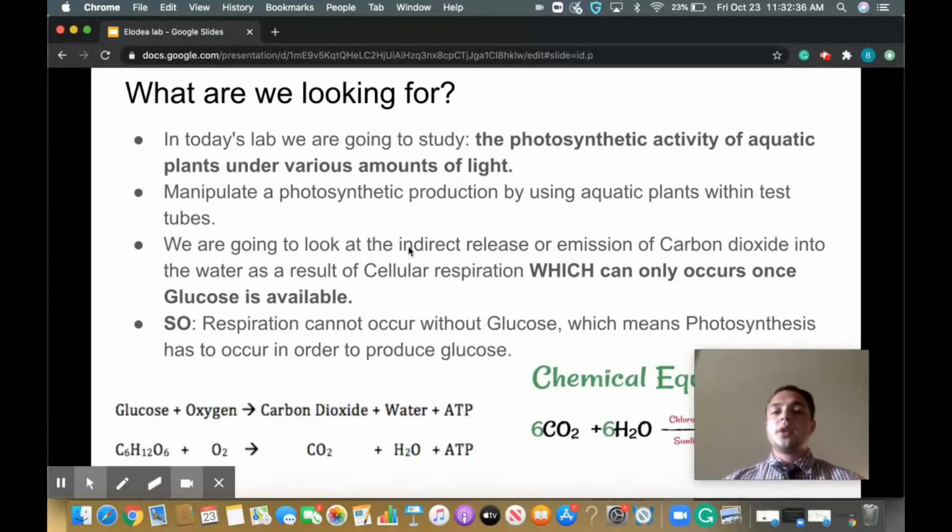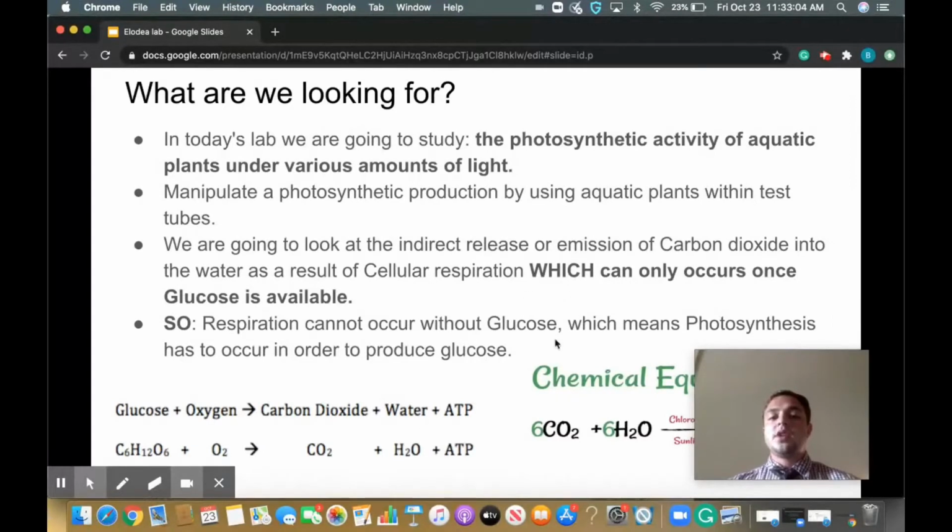The plan is to look indirectly at the release or emission of carbon dioxide into the water as a result of cellular respiration. And the reason why it's an indirect process is because cellular respiration is an ongoing process that all living things need in order to survive. And as a result of cellular respiration, CO2 is a product. So this CO2 is then being emitted back into the water.